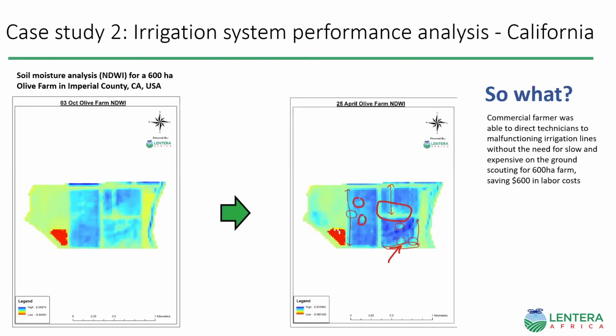The second case study is for an irrigation system performance analysis in California, USA. On the left, we have a GIF image displaying, so it's showing the different images for different time periods. And on the right, we have an image where we have circled areas of concern. These areas were detected from the maps. You can see playing.